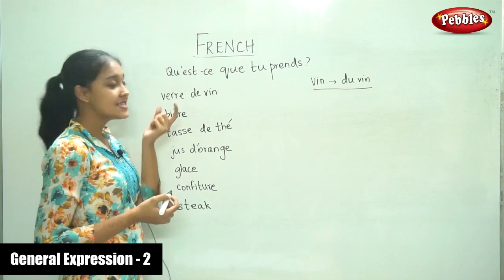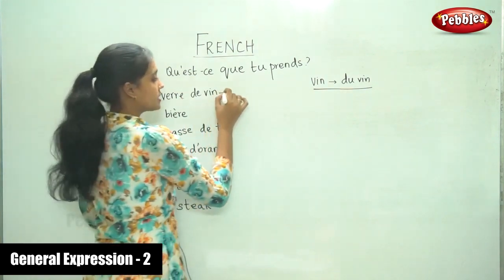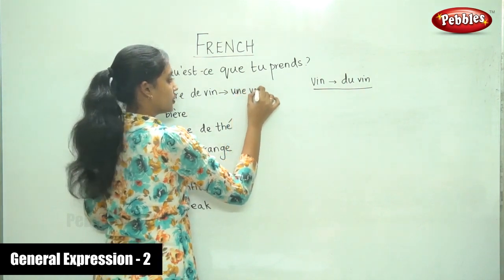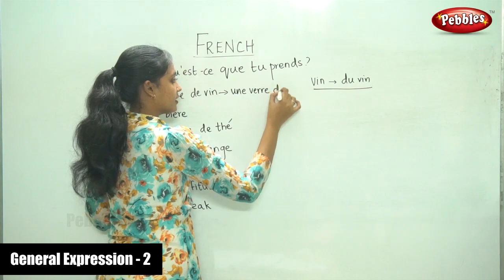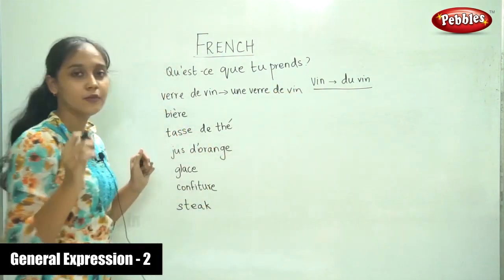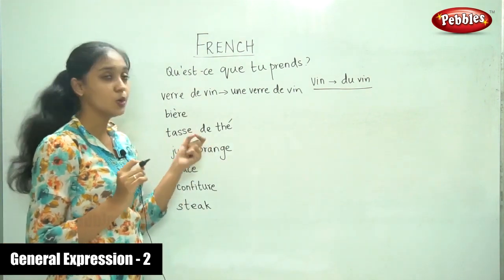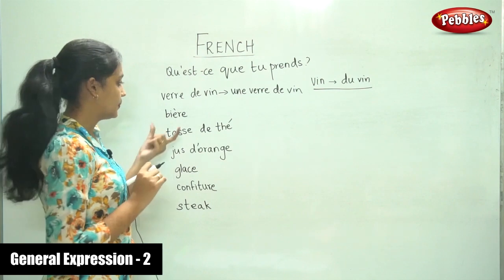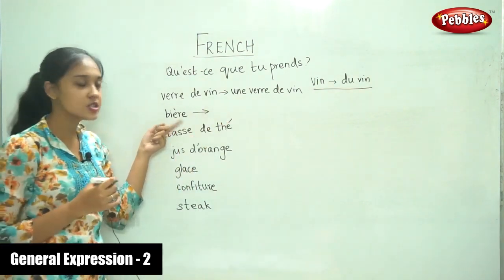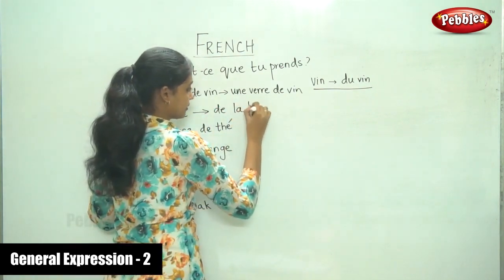So in this case, the main object here is the glass. So you can say un verre de vin. So a glass of wine. So now since this is countable, we use an article. Now bière. So we already saw this, it is de la bière.